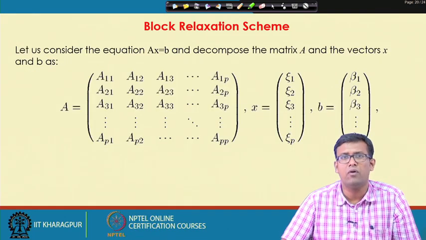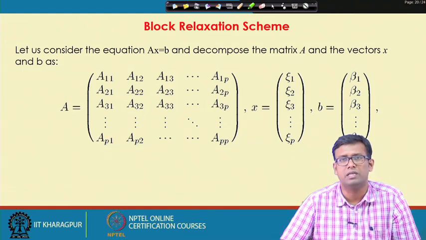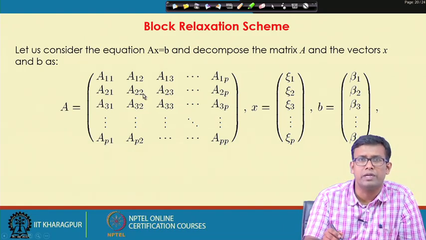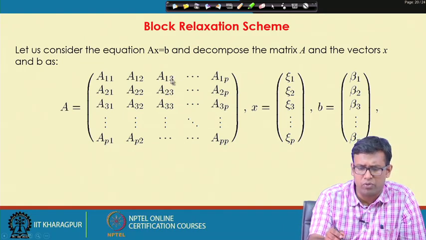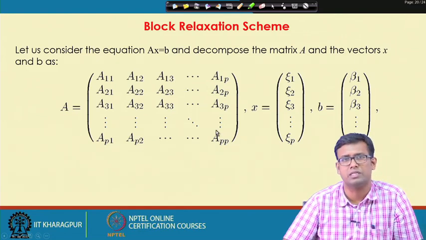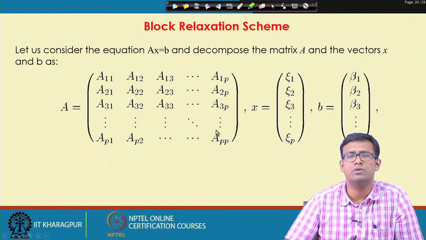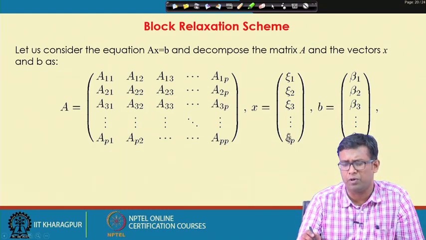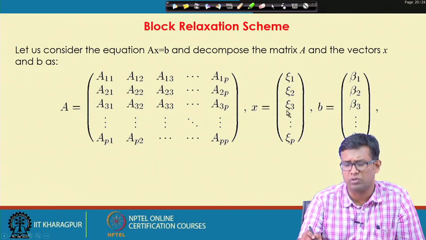So, how will it be? Let us consider an equation Ax = b, the matrix A, the solution vector x, and the RHS vector b, such that A is divided into a number of small matrices, A11, A12, A13, ..., APP, all these are matrices. A is decomposed into a number of small matrices, each is a block matrix, and x is decomposed into P blocks, xi 1, xi 2, xi 3, xi p.